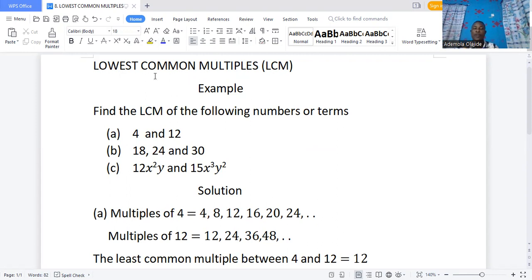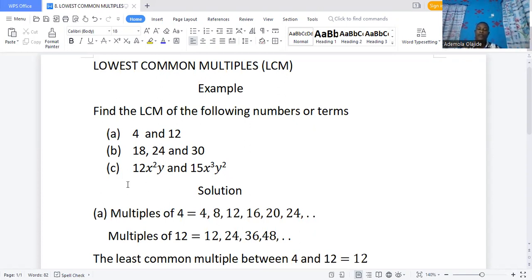How do we find lowest common multiples, abbreviated as LCM? So we have this example here. Find the LCM of the following numbers or terms. So we have A, LCM of 4 and 12. B, we have LCM of 18, 24, and 30. And C, LCM of 12x squared y and 15x cubed y squared. So how do we find this?